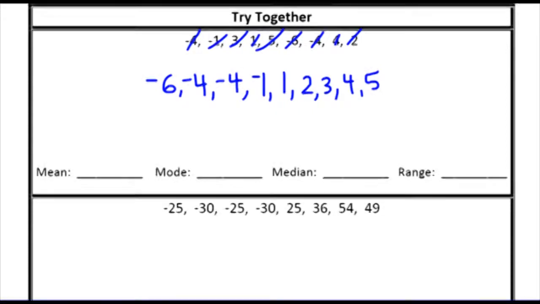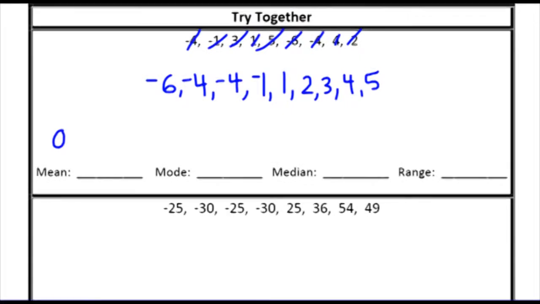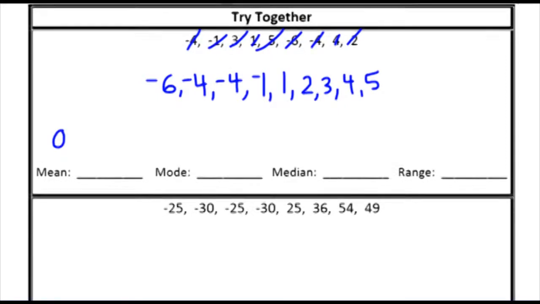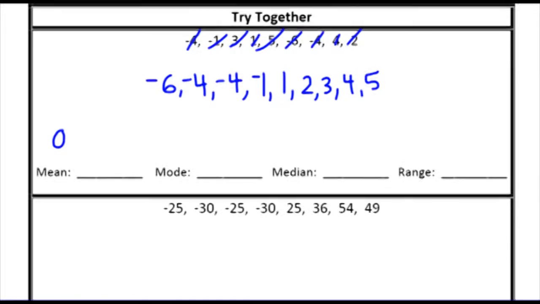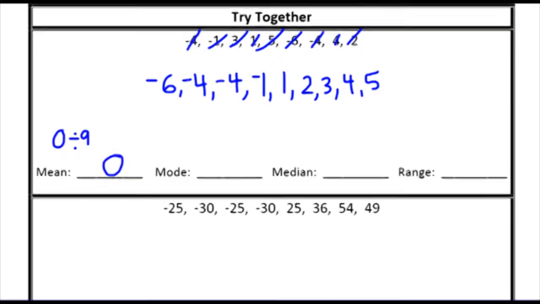My mean, I add them all up. It's a calculator moment. I should get a sum of 0, because negative 6 plus negative 4 plus negative 4 plus negative 1 plus positive 1 plus 2 plus 3 plus 4 plus 5 gives me 0. There are 1, 2, 3, 4, 5, 6, 7, 8, 9 values. I'm going to divide that by 9. Now, does it matter what I divide by if my sum's 0? No. My mean is 0.